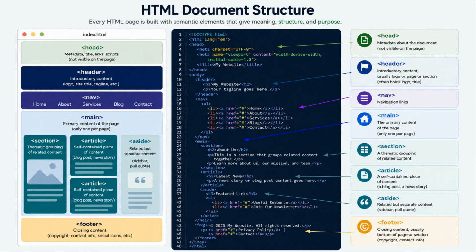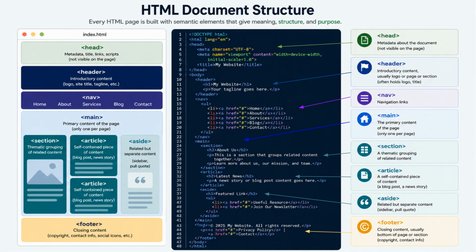New in this shot, a thematic grouping of related content that's tied to the page it's on. Like a chapter in a book, it doesn't stand alone. A self-contained piece of content that could be pulled out and published elsewhere and still make full sense. A blog post, a news story. Related but separate content, like a sidebar or pull quote. Not every page needs one. And the closing content at the bottom, copyright, contact links.